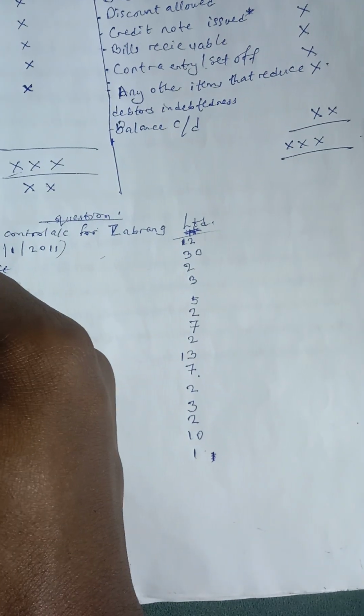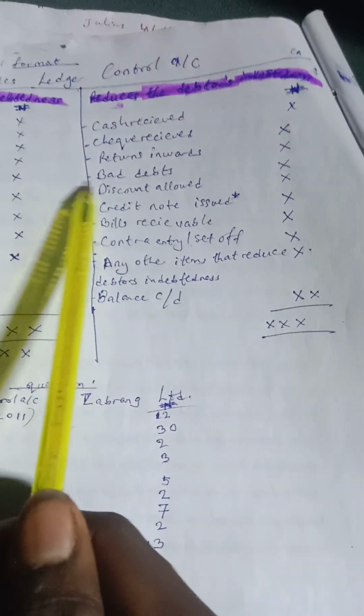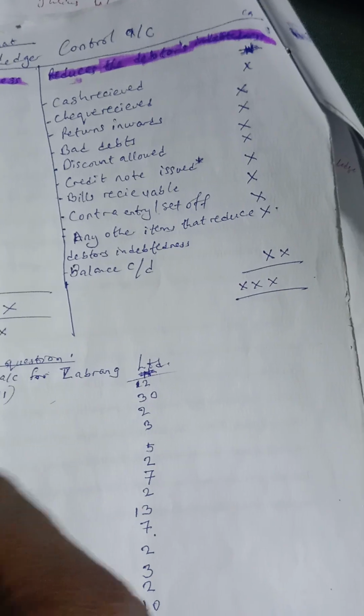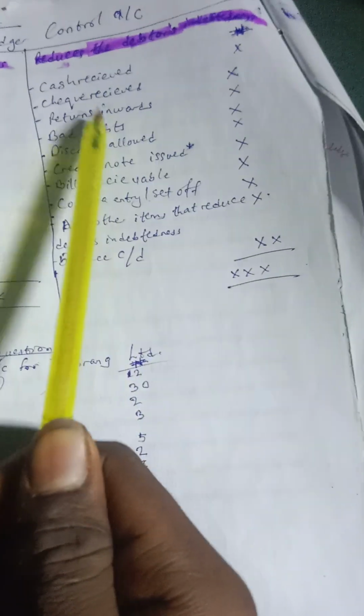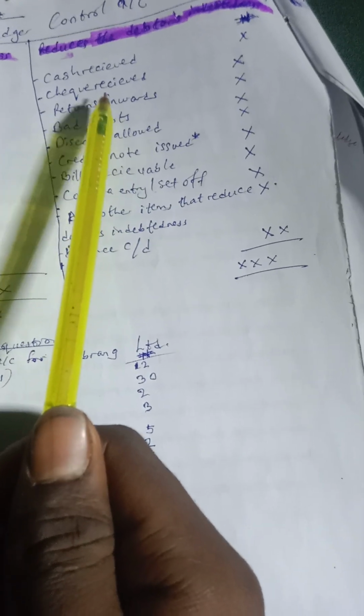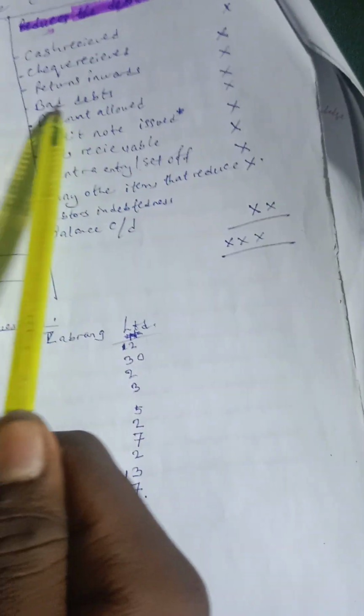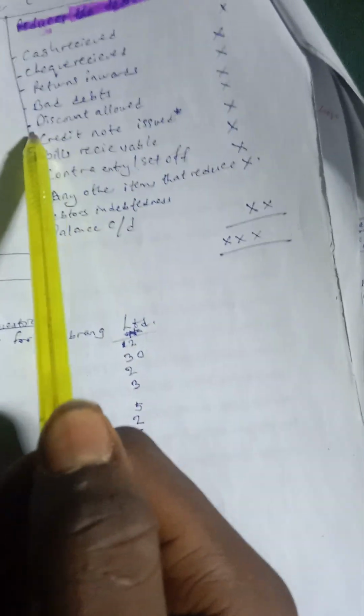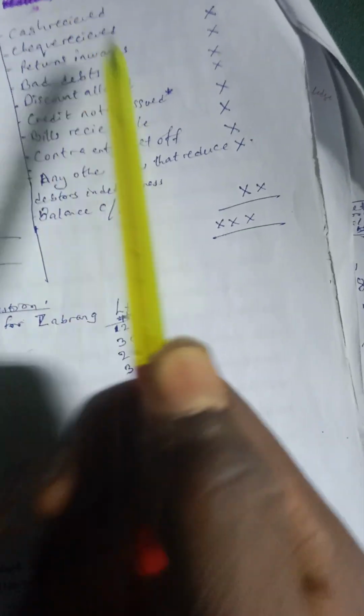So with this cash received, maybe you made sales. Now this cash received reduces the indebtedness from these sales. Then check received is the same thing. Return inwards: maybe he returns goods. Maybe some goods were bad, he returned them, and what he's supposed to pay for those goods now reduces his indebtedness. Bad debt: maybe the debtor cannot pay anymore, which reduces the indebtedness of the debtors. Discount allowed: when you give out a discount, you're reducing the amount he has to pay, so it's reducing his indebtedness.